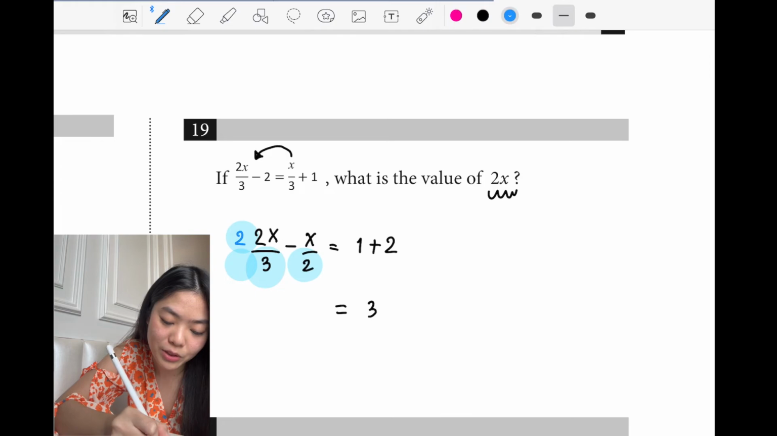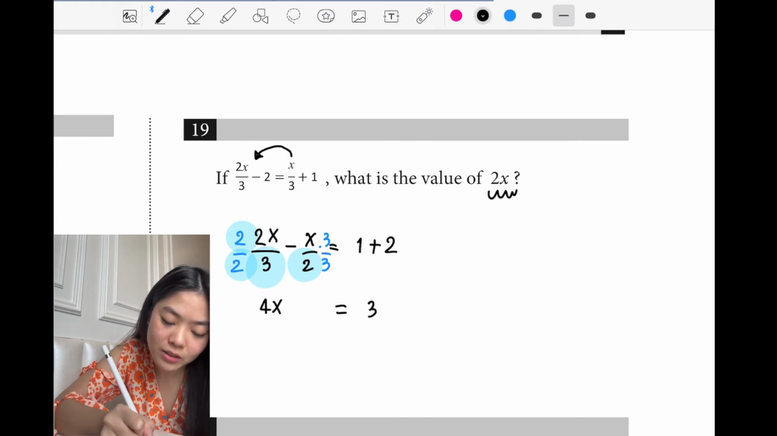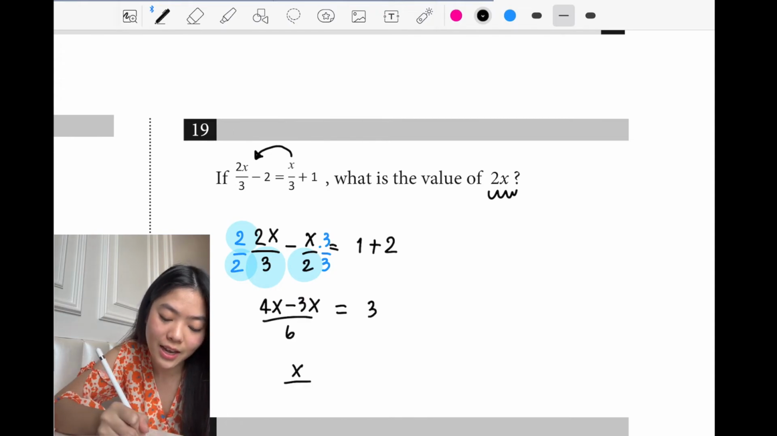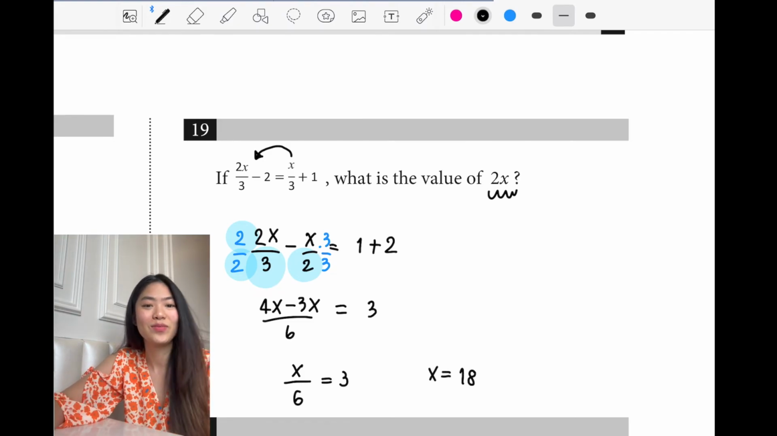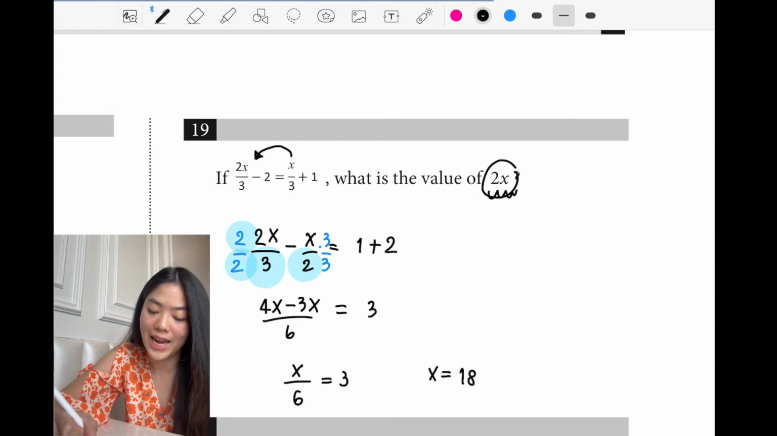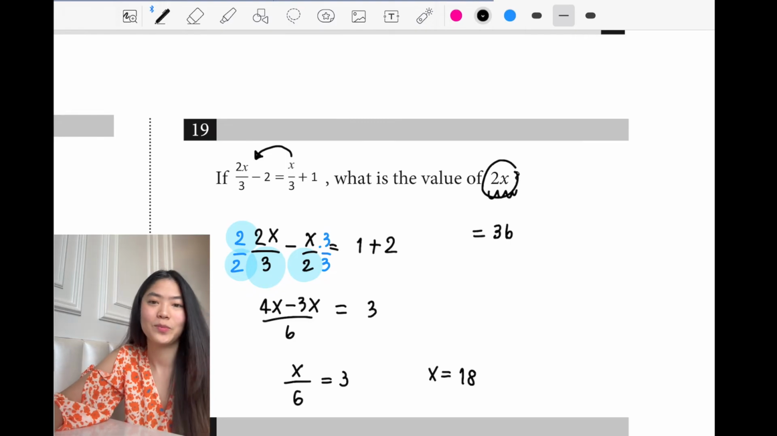So we can multiply by 2 and 2, and 3 and 3 here. We're going to get 4x minus 3x over 6. Now we get x over 6 equals 3. Then x equals 18. And then we double 18, which equals 36.